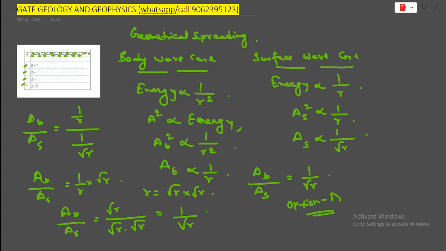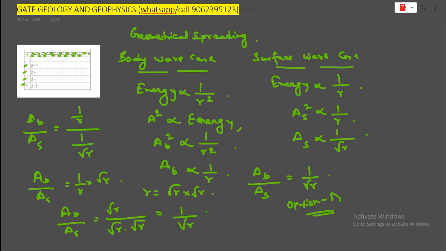Study this, because in the GATE examination they love to flip this. Sometimes they ask for AS by AB, and if you are not paying attention, you will pick the wrong option and end up crying in the parking lot. So we don't want that, right?